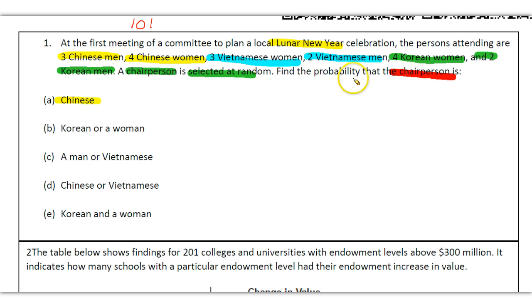So if we add up all of our people here, we see we have 18. Now there are 3 Chinese men and 4 Chinese women. So that will be 7 out of 18.